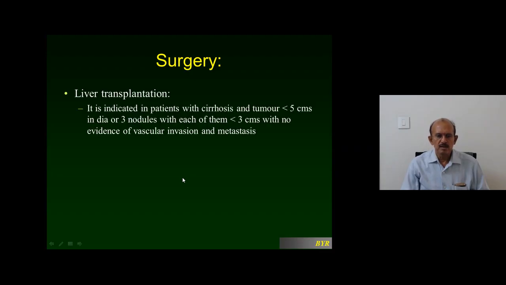Liver transplantation is indicated in patients with cirrhosis and tumor less than 5 centimeters in diameter, or 3 nodules with each of them less than 3 centimeters, with no evidence of vascular invasion and metastasis. So usually the hepatitis B and hepatitis C patients progress from cirrhosis to carcinoma of the liver. So when there is associated cirrhosis, then you can plan to do liver transplantation provided the tumor size is less than 5 centimeters. If there are 3 nodules less than 3 centimeters in diameter, then also you can go for liver transplantation.